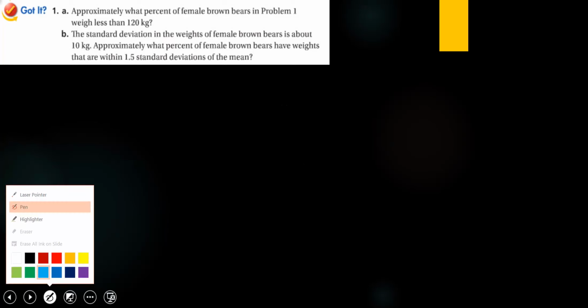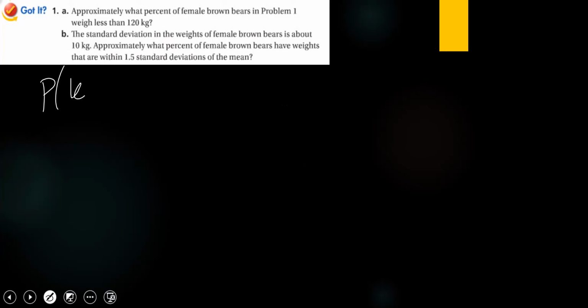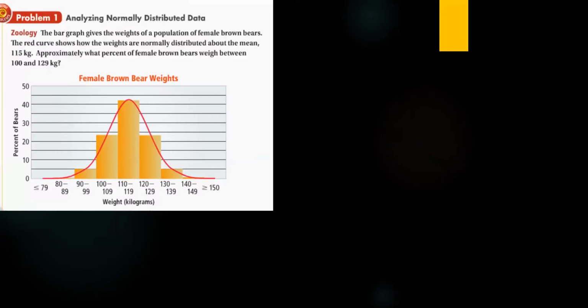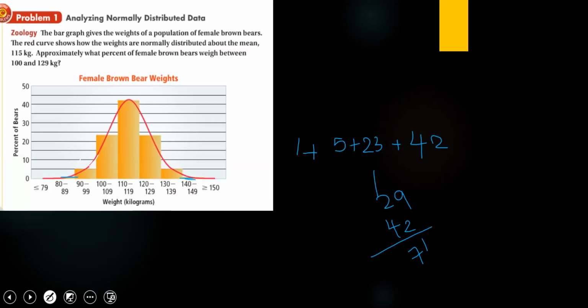I'm sorry, I clear everything. So the probability now of less than 120 is 1 plus 5 plus 23 plus 42, which is 71%. What is the question here? Of the female brown bears that are under 120. So here you just want to add the percent under the curve, between the interval that I'm asking about.